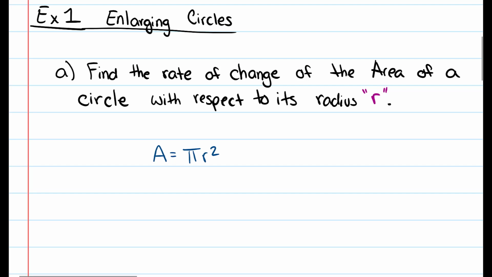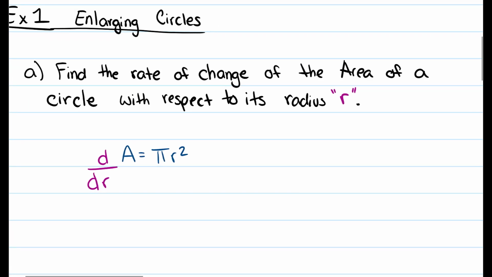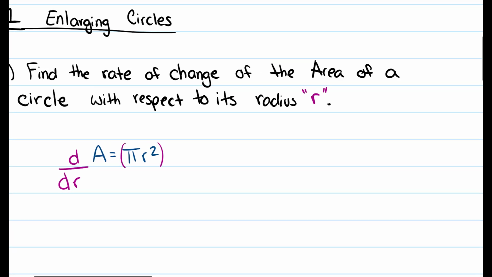And now what we want to do is take the derivative with respect to r. And that's why this is d dr and not d dx. It's d dr because, again, we're taking it with respect to r. So on the left side, I get that this is dA dr. And this is equal to.